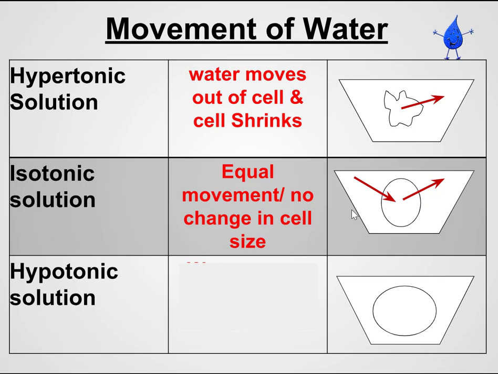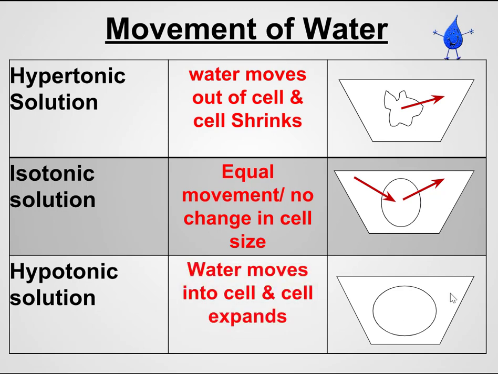The last one is a hypotonic solution. This is when water is going to move into our cell. So if water is moving into our cell, it's going to expand and get bigger. So that means we have more salt or we have more sugar on the inside, more of those red dots on the inside. So the water is rushing in, trying to equalize everything.